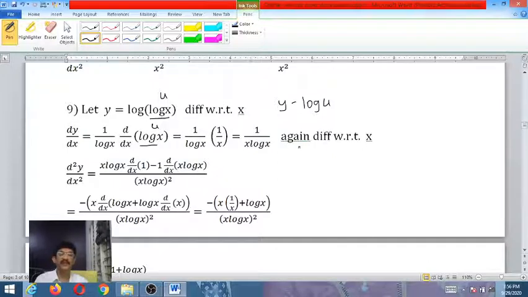So if you again differentiate with respect to x, this 1 is considered as numerator. X log x is considered as denominator. So dy by dx, if you differentiate again with respect to x, it becomes d square y by dx square. That equals denominator into derivative of numerator, that is 1, minus 1 into derivative of denominator, by denominator whole square. So what is the derivative of this 1? 1 derivative is 0. 0 into anything is 0.